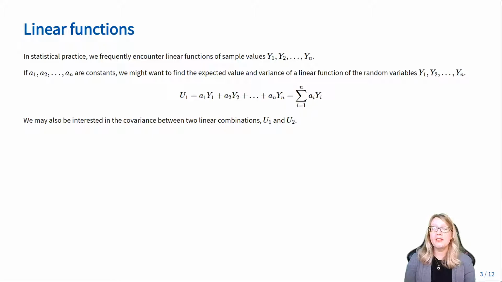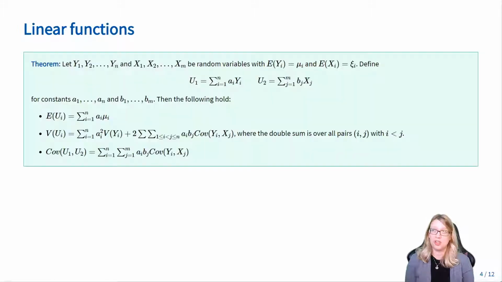Let's start by looking at a simple linear function with constants. Let's say that a1, a2, all the way through an are constants. We might want to find the expected value and variance of some variable, say u1, that's a linear function of a1 times y1 plus a2 times y2, and so on. We might also be interested in the covariance between two linear combinations, u1 and u2. So let's take a look at some results here.